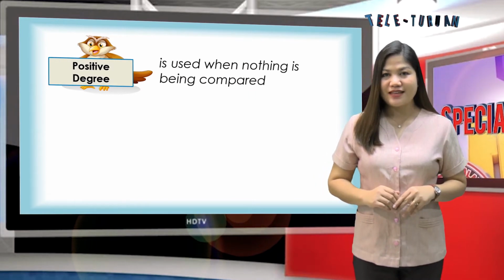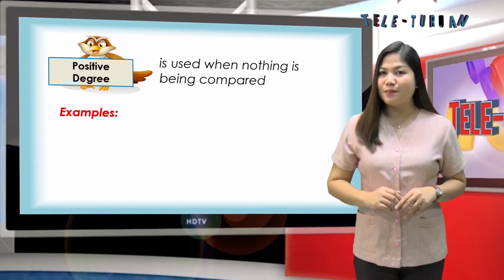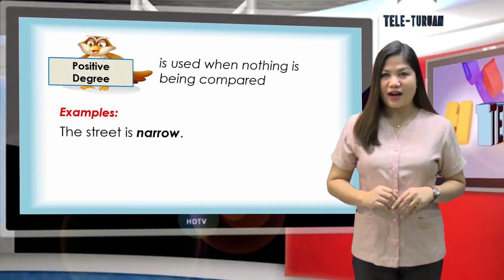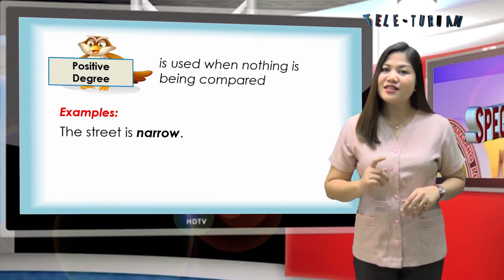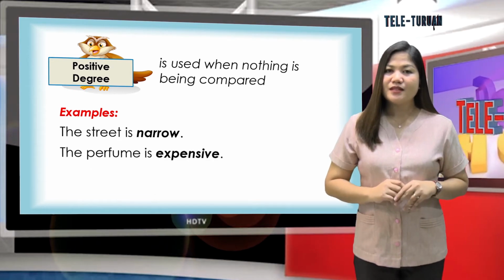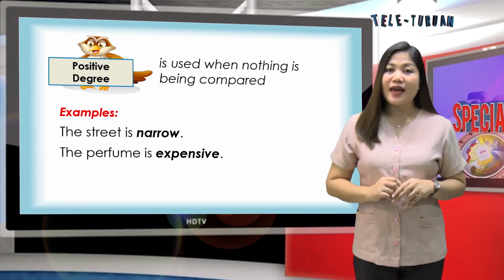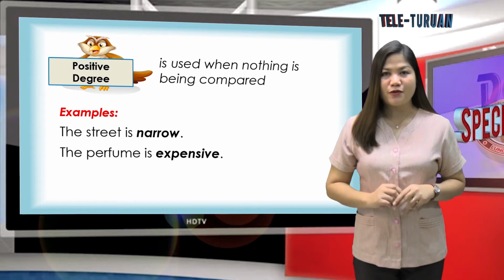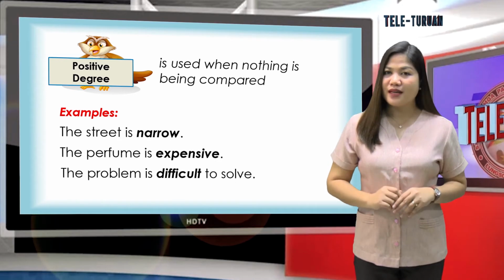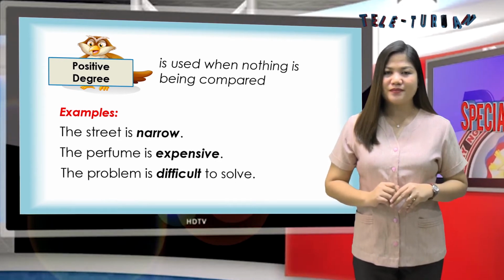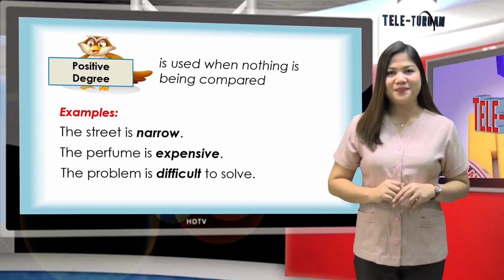Positive degree is used when nothing is being compared. Example: the street is narrow. The adjective narrow describes the street. The perfume is expensive. The adjective expensive describes the perfume. Another example: the problem is difficult to solve. The adjective difficult describes the problem.